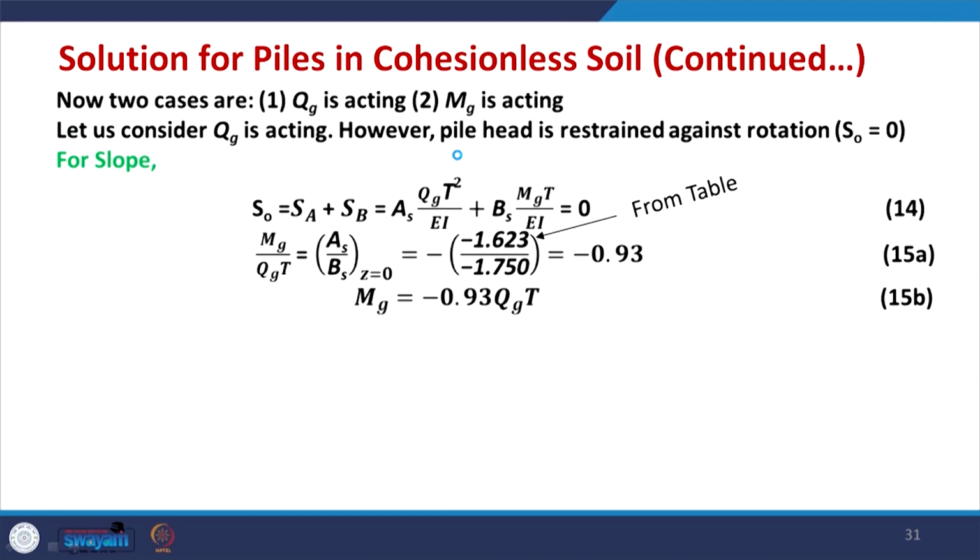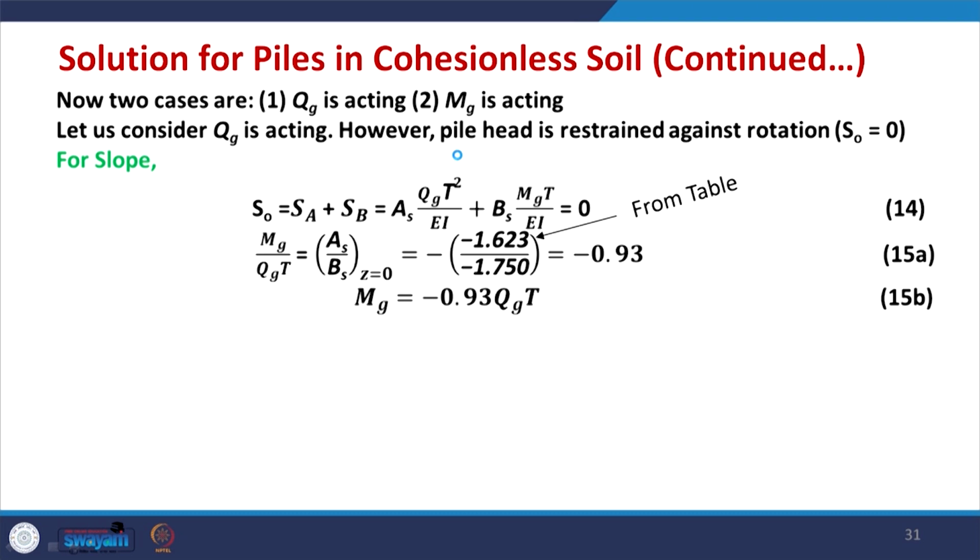But if I keep my pile head restrained against rotation, then what will happen when I apply some lateral load? It will be subjected to some moment, because when you restrain against slope, some moment will be generated. And to use this solution, I need to find the equivalent moment even if you are applying only the lateral load.